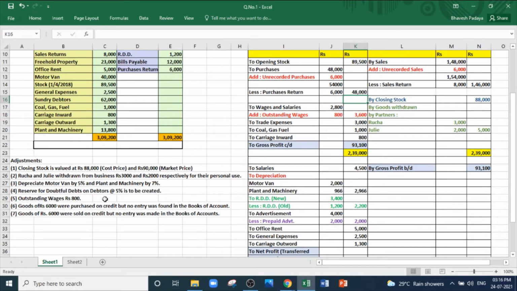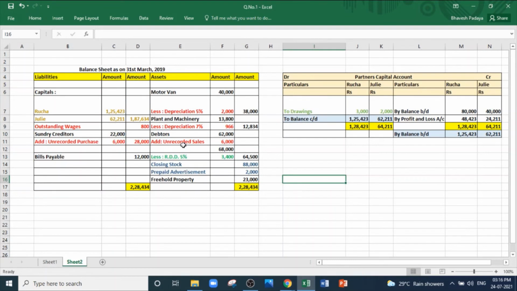Reserve for doubtful debts on debtors, 5% is created. This you first have to calculate on the debtors amount. RDD is to be calculated after making all the adjustments. So we have unrecorded sales. So add those unrecorded sales first. The total amount of debtors will be 68,000. Out of that 68,000, 5% will be reduced as RDD, which is 3,400. 68,000 minus 3,400, you will get 64,600.